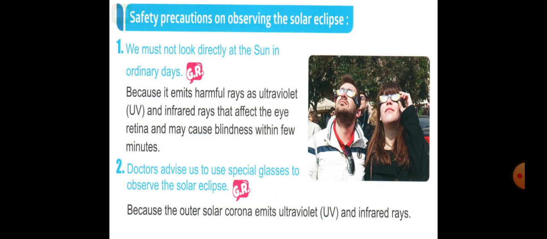Why do doctors advise us to use special glasses to observe the solar eclipse? Why can't we see the solar eclipse with our naked eyes without using these special glasses? The answer: because the outer solar corona emits ultraviolet rays and infrared rays, which are very dangerous to our eyes.